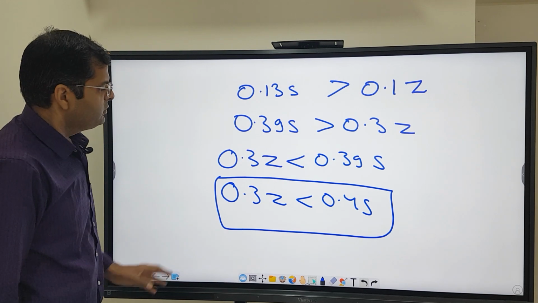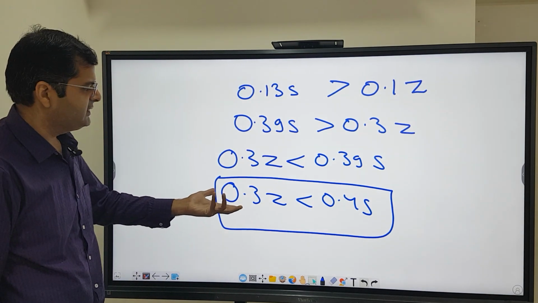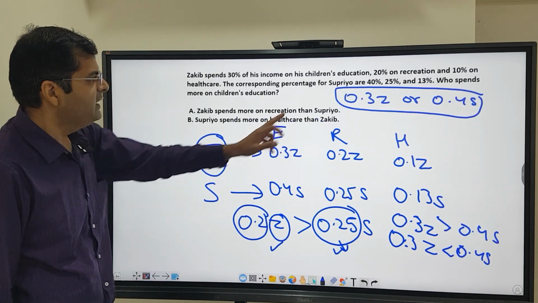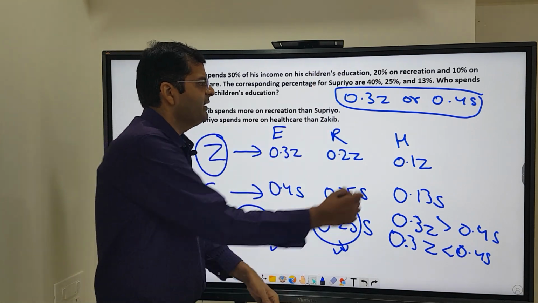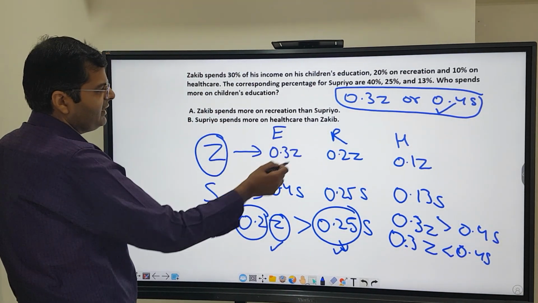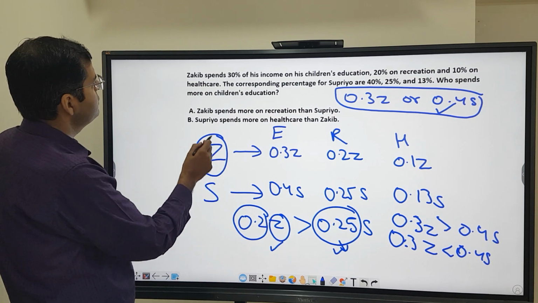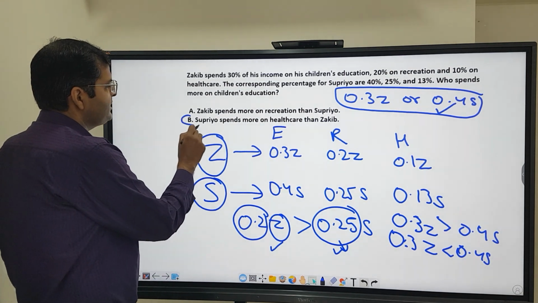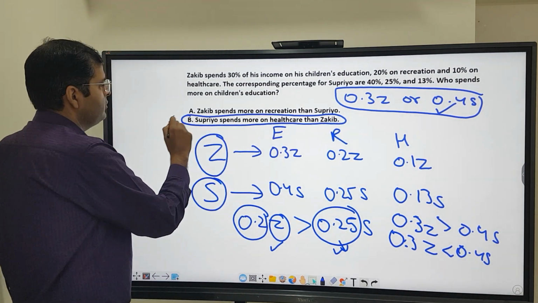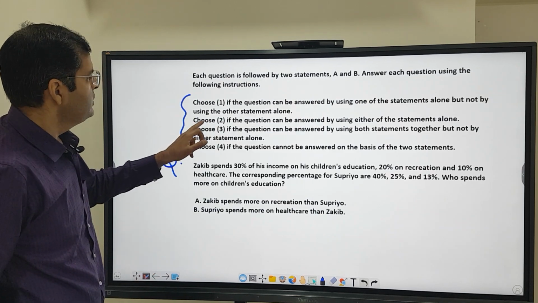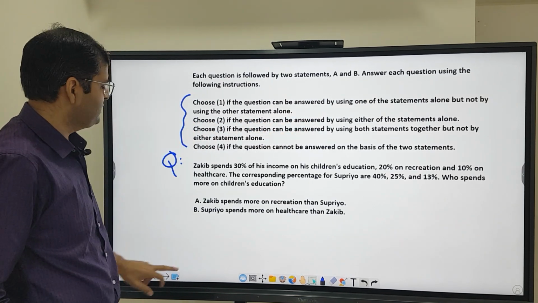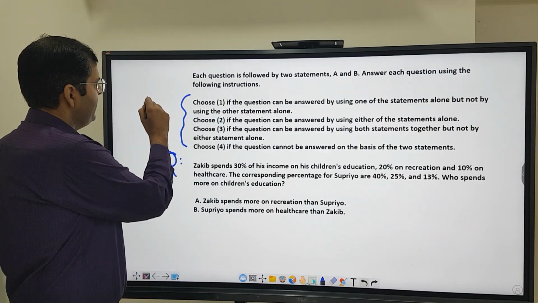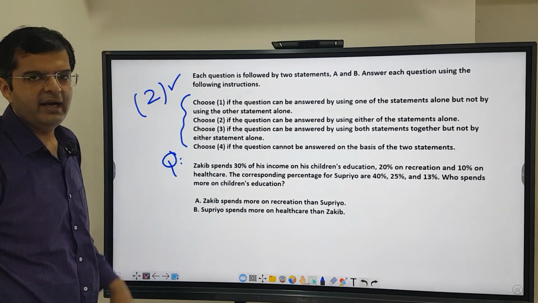So definitely 0.3Z is less than 0.4S, because if 0.3Z is less than 0.39S, then 0.3Z has to be less than 0.4S. So we know that 0.4S is bigger. And S is who? Supriyo. Supriyo is spending more than Zakib. So we have the answer to the question. Only statement B alone is able to provide us the answer. The instruction says choose option 2 if the question can be answered by using either of the statements alone. Here only statement B is able to give the answer, so option 2 is the correct answer.